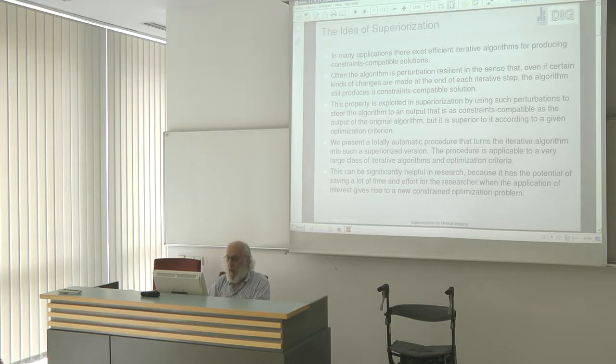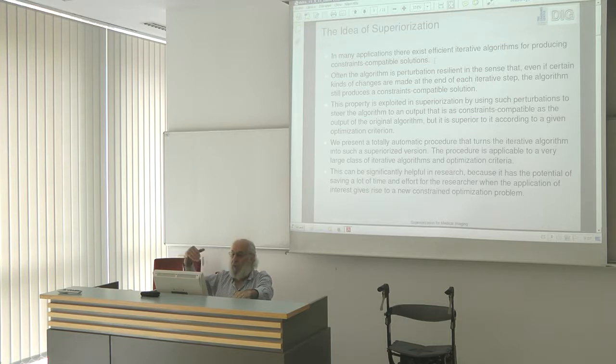Now, many of these algorithms have the property of being perturbation resilient, which means that even if certain kinds of changes are made at the end of each iterative step, the algorithm still produces a constraint-compatible solution. So the idea here is an algorithm, iterative, it produces a sequence of images, and you know that it converges to something or gets to something which is constraint-compatible.